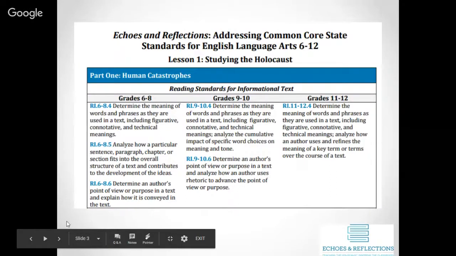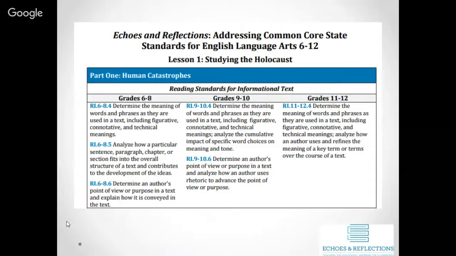For those of you that are familiar with Echoes and Reflections, you may know that this particular set of resources does address Common Core State Standards. I'm showcasing here just some basic standards from our first lesson, which covers the breadth of studying the Holocaust as they apply to the English Language Arts Standards. For each of our pieces throughout our teacher resource set, we do have alignments to the Common Core State Standards.